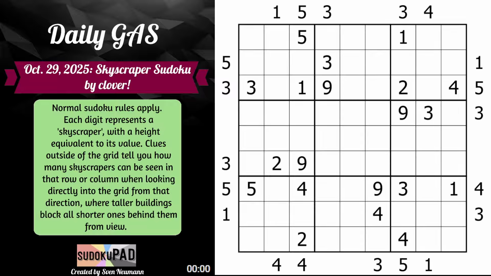Normal Sudoku rules apply. Each digit represents a skyscraper with a height equivalent to its value. Clues outside the grid tell you how many skyscrapers can be seen in that row or column when looking directly into the grid from that direction, where taller buildings block all shorter ones behind them from view. So what does that mean?